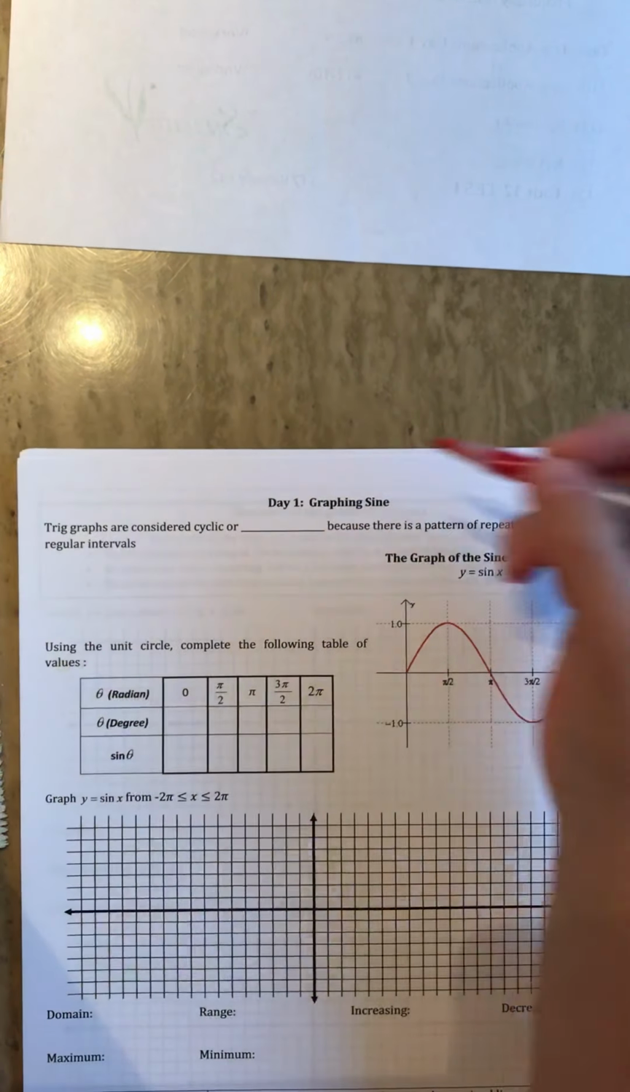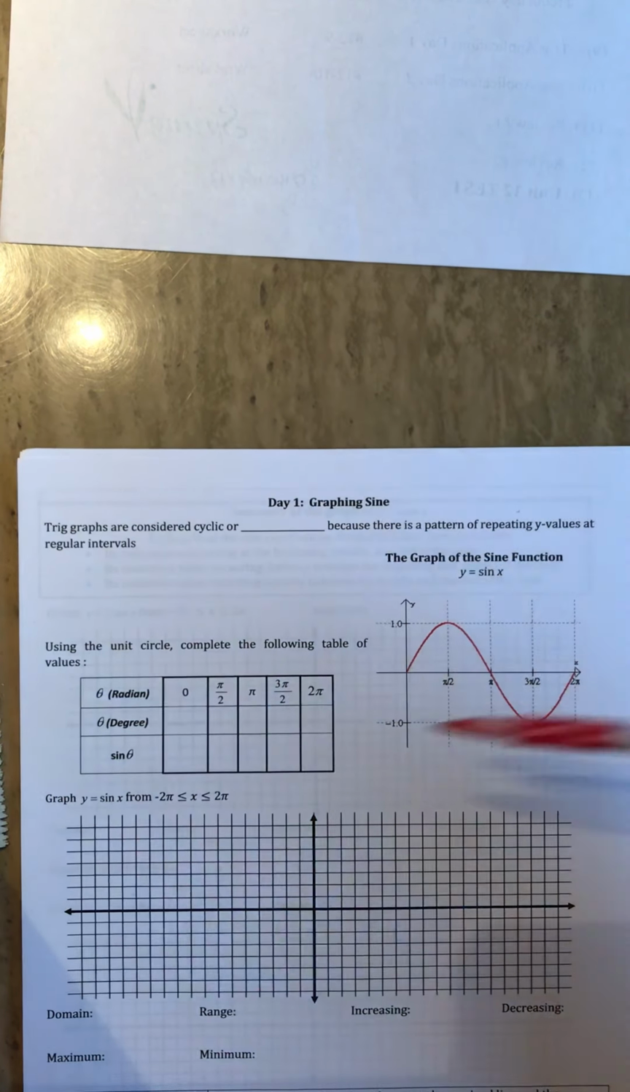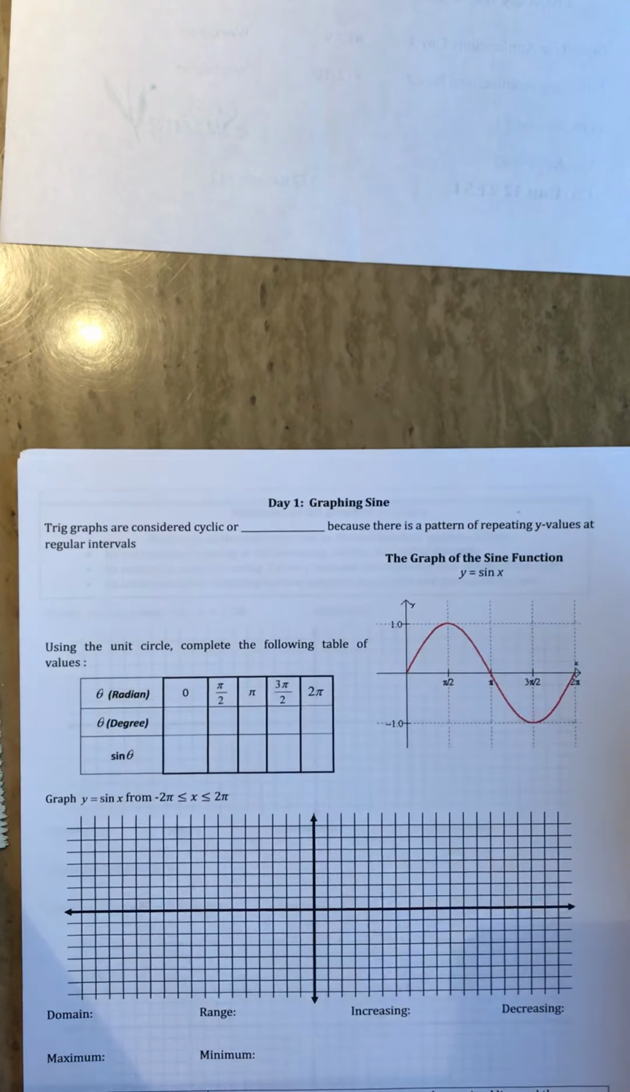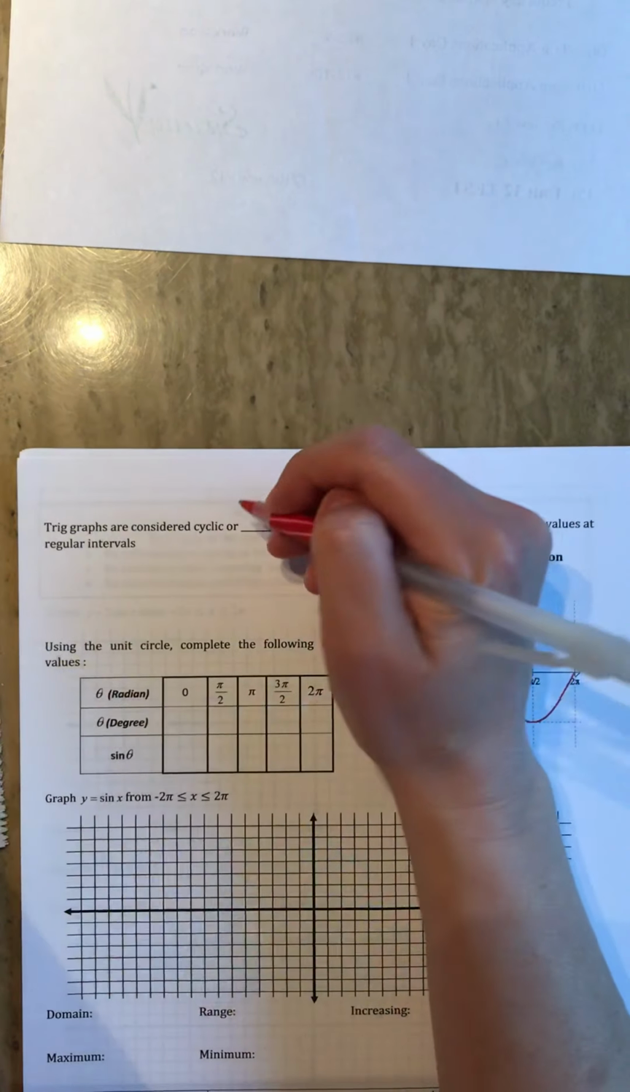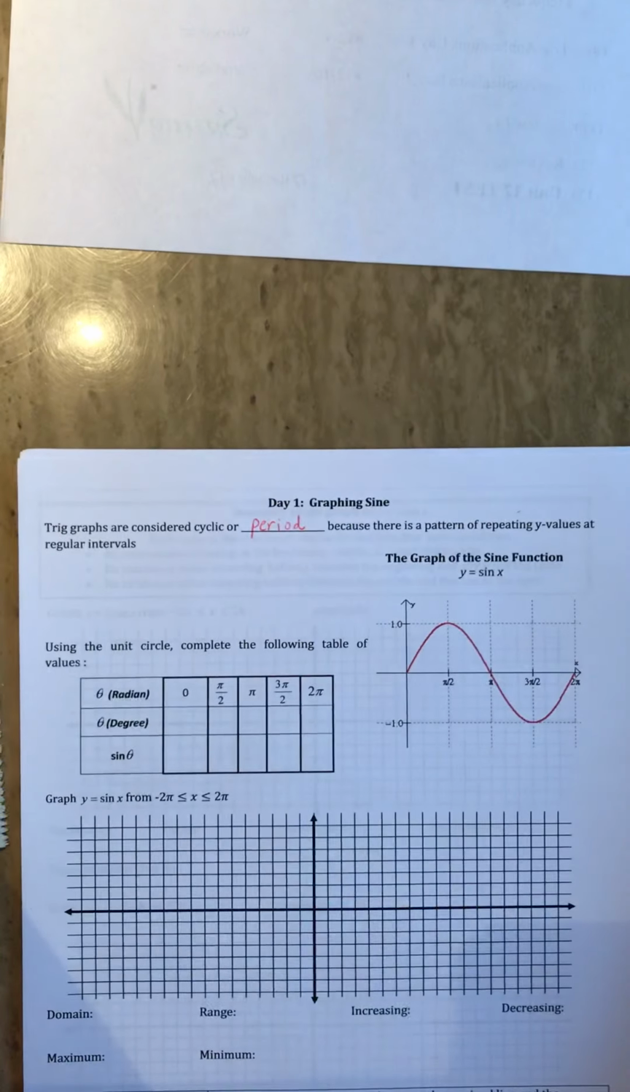Okay, today we're going to start with day one, graphing the sine curve. Right before we left, we were talking about sine and cosine. We spent some time with the radian and degree of sine and cosine. But today we are going to go ahead and graph them. So the trig graphs are considered to be periodic because there's a pattern of repeating y values on a regular interval.